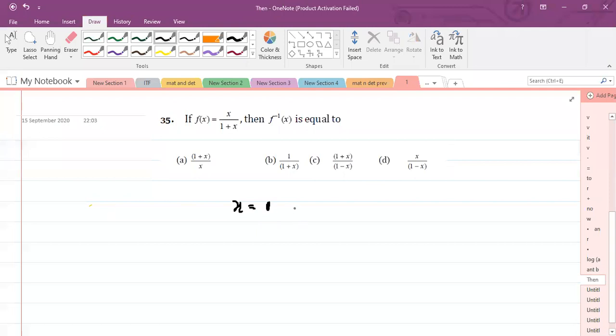If I substitute x equals 1, then the output will be 1 by 2. In the options I will substitute 1 by 2, and check which option gives 1. That is the reverse process. Inverse means reverse process. So I will not calculate options A, B, C, because even if you calculate those, you will not get 1. But when you substitute in option D, 1 by 2 divided by 1 minus 1 by 2 is 1 by 2 itself, so it will be 1. Therefore, definitely it is option D.